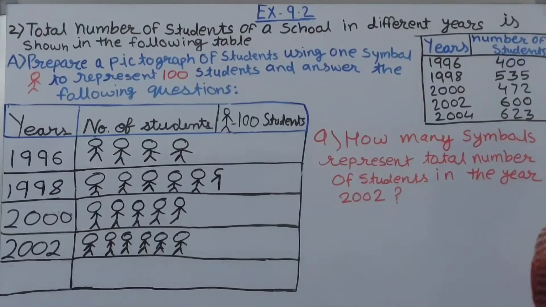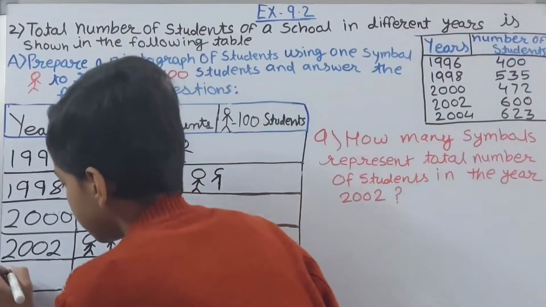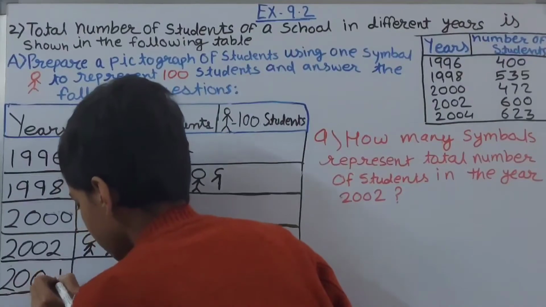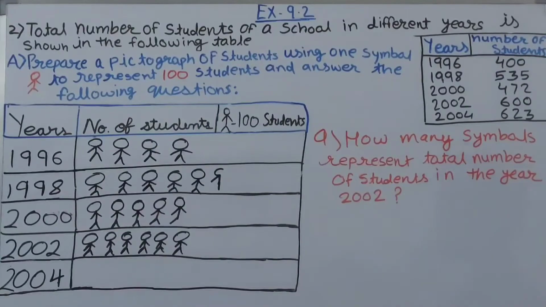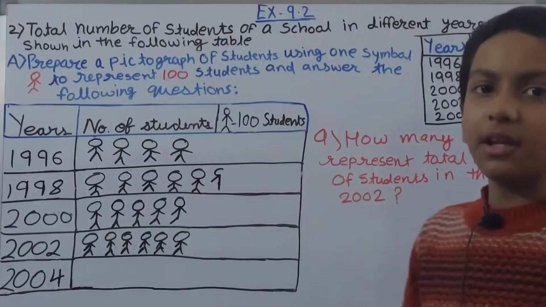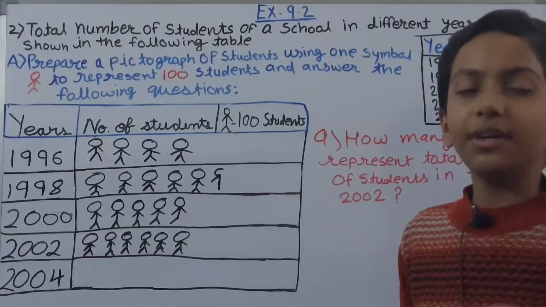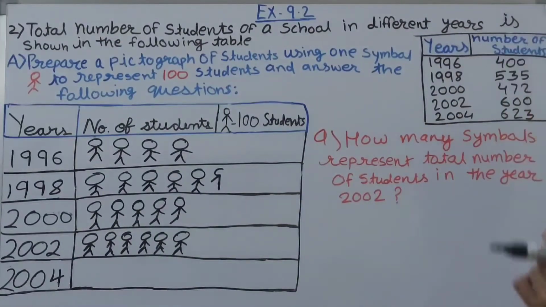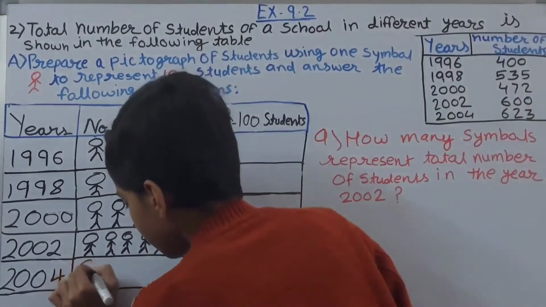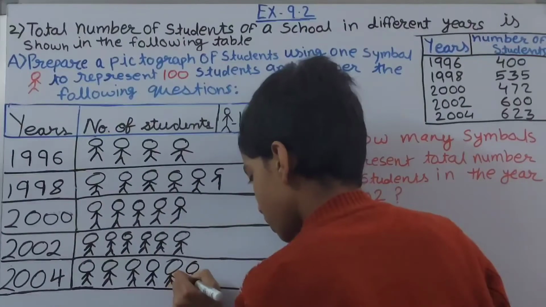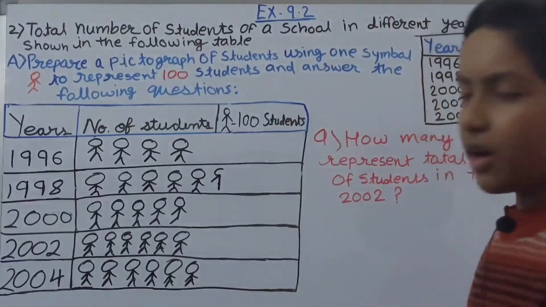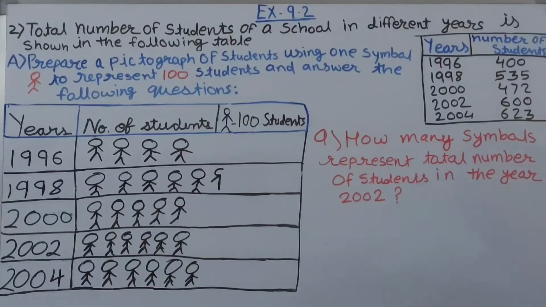Now the last year we have is 2004. Alright. So here there are 623 students in 2004. So let us start making. So over here we will make 6 complete symbols that will represent 600 students. So first let's make the 6 complete symbols. Here we have made the 6 symbols that are representing 600, but this 23 is left.